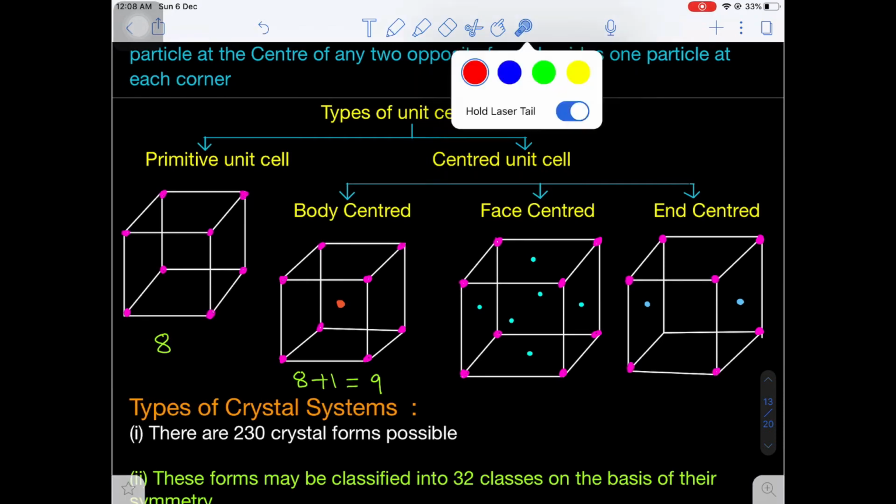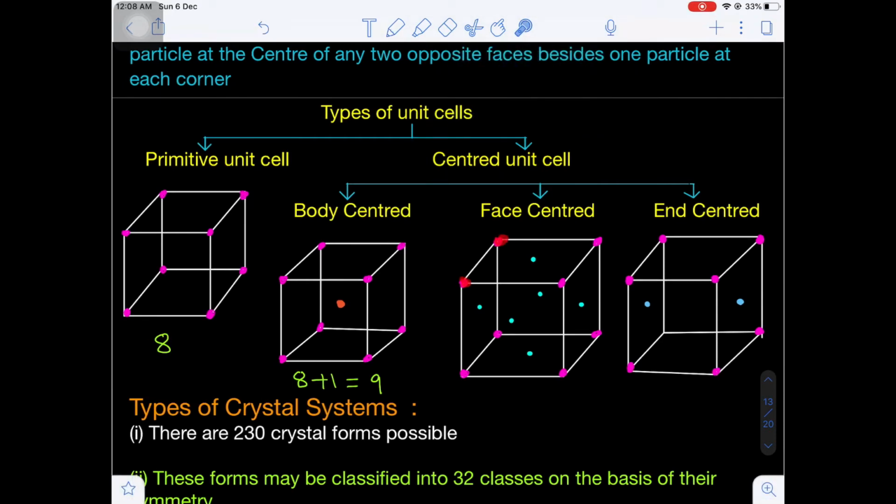Now in a face centered, in addition to the corner, that means at each corner one particle will be present. Apart from that, at each face center there will be one constituent particle. Yes or no? So these are the 6 faces. If you join these faces, you will get that these are the two opposite faces, and these are the two opposite faces, and these are the two opposite faces. Are you getting my point? So here 8 corners and 6 face centers, total 14 particles.